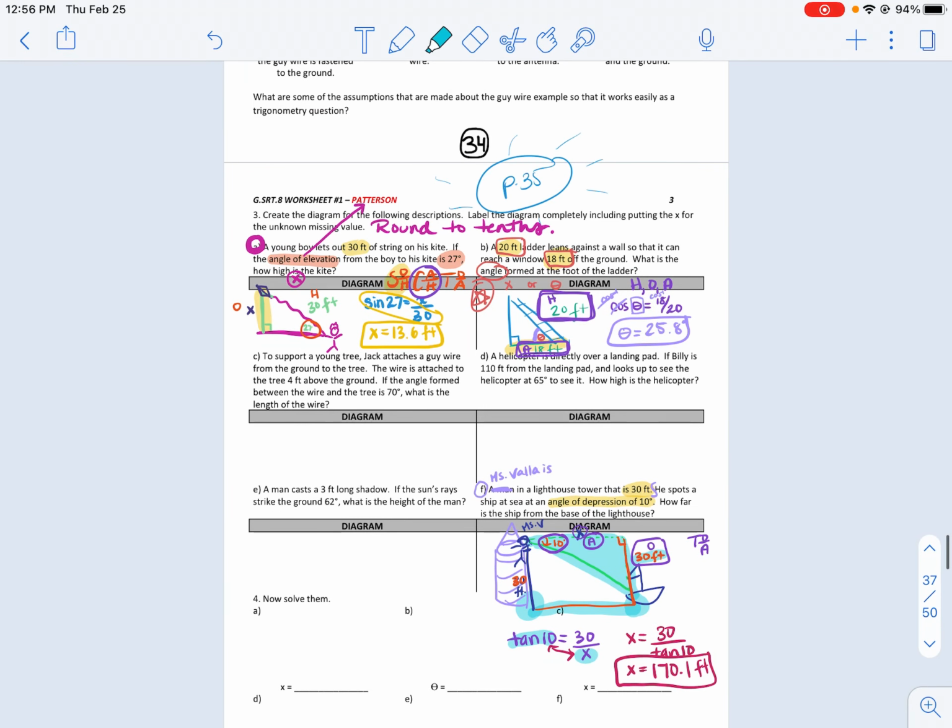But just to give you guys a couple, please remember as we move ahead, anytime you have a trig problem without a picture, you need to draw one.